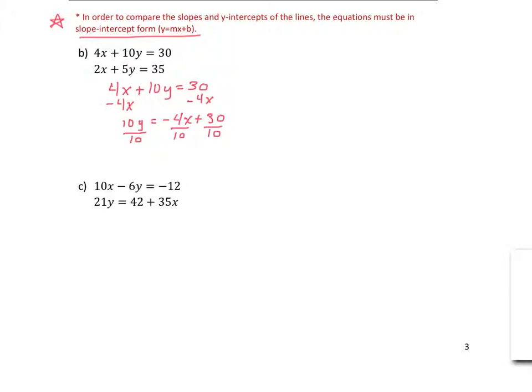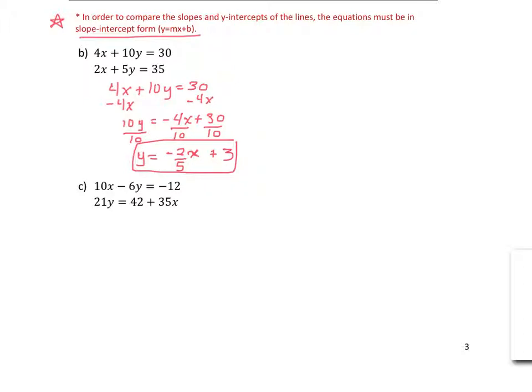And we are left with y equals, now negative 4x over 10 can simplify to negative 2 over 5x. You could have the x written with the 2 in the fraction or just outside of the fraction. It means the same thing. Plus 30 divided by 10, which equals 3. So there's our first equation in y equals form. And we can see that our slope is negative 2 over 5, and our y-intercept is positive 3.